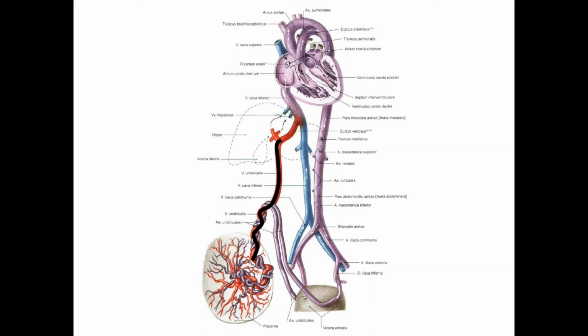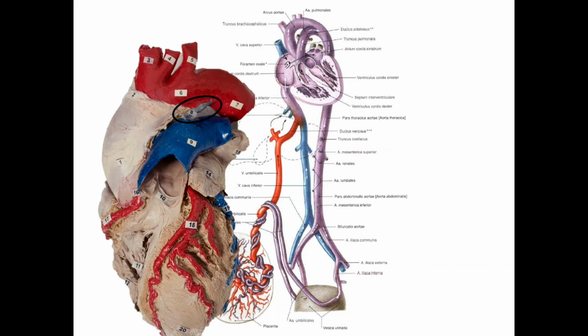The following changes occur in the vascular system of the newborn. The umbilical vein, after the ligation of the umbilical cord, is partially obliterated and turns into the round ligament of the liver. The ductus venosus, connecting the umbilical vein with the inferior vena cava in the fetus, is also obliterated afterward and turns into the venous ligament.